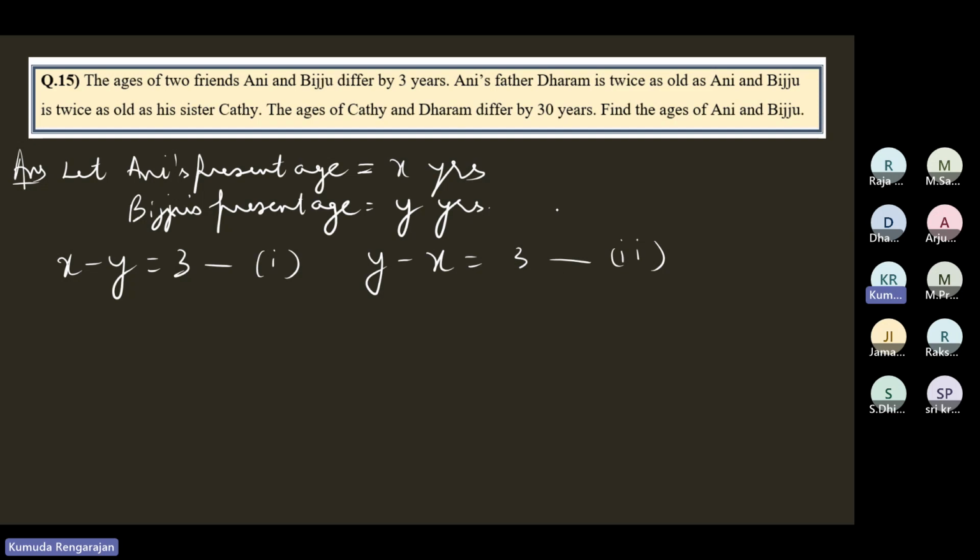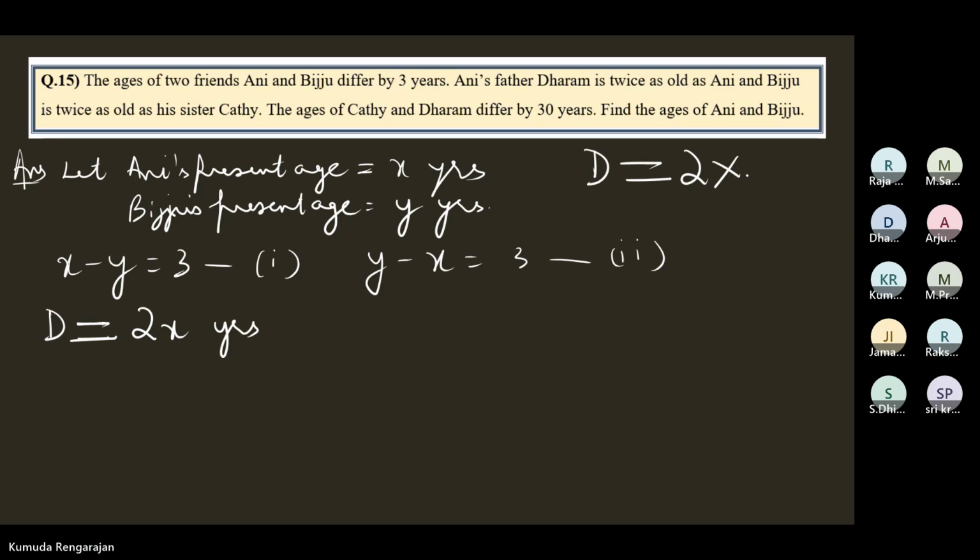Next, Annie's father, Dharam, is twice as old as Annie. As you read, you should keep constructing the equations. Annie's father, Dharam. Let me take D for that. Dharam is twice as old as Annie, meaning 2 into X. So 2x years.